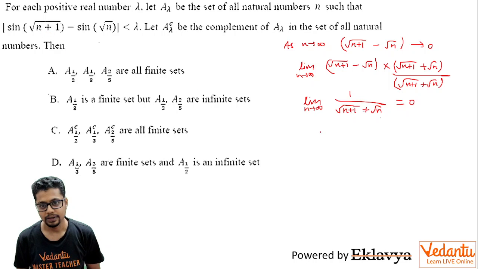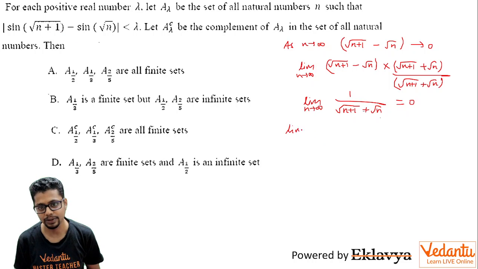Now you may wonder, would the expression on the left hand side also tend to 0? Again you can understand it intuitively. Root n plus 1 minus root n is tending to 0, which means root n plus 1 and root n are coming very, very close. So the values of sine of root n plus 1 and sine of root n will also come close, and the expression on the left hand side would also tend to 0.